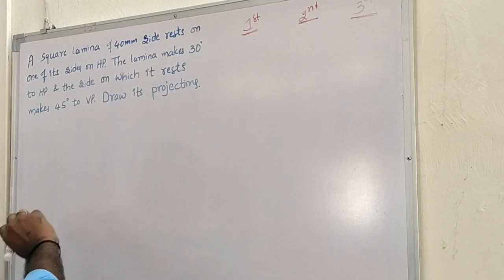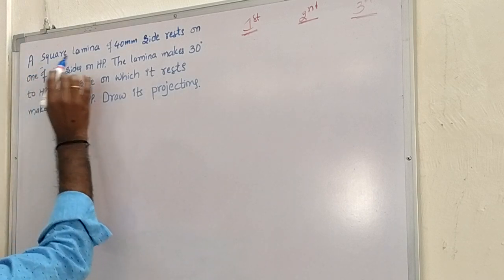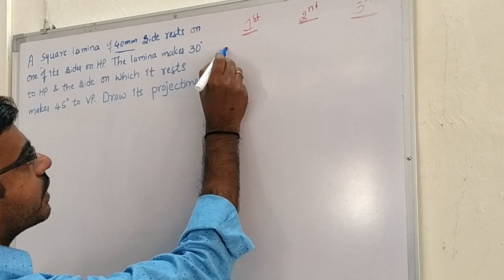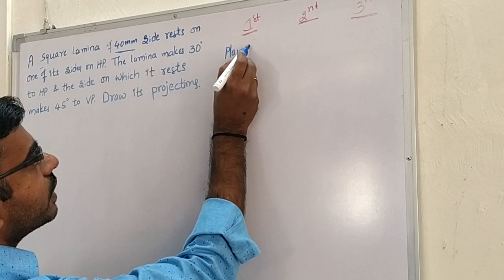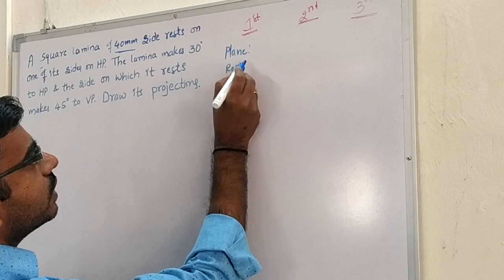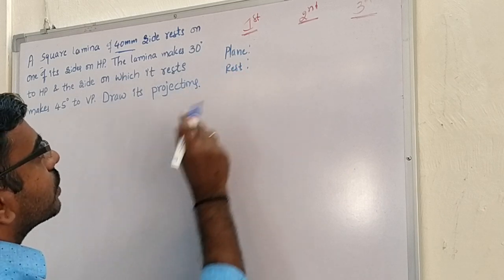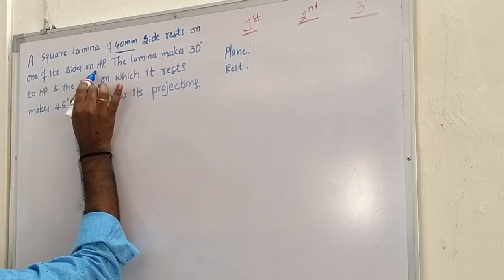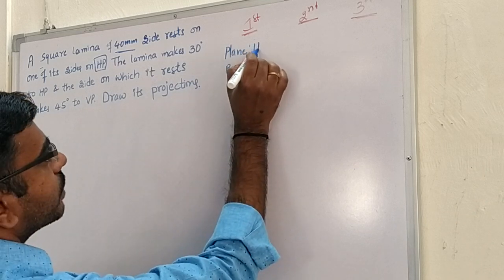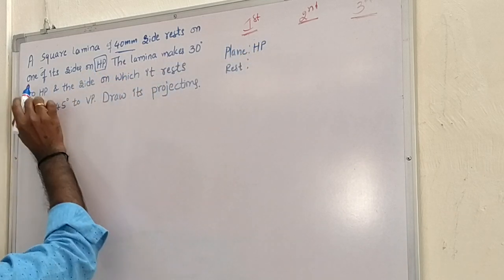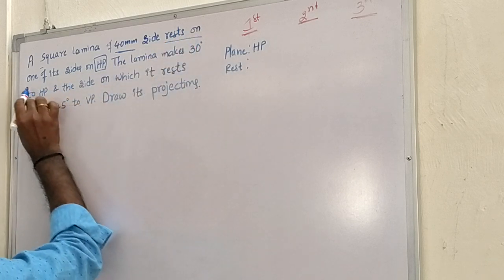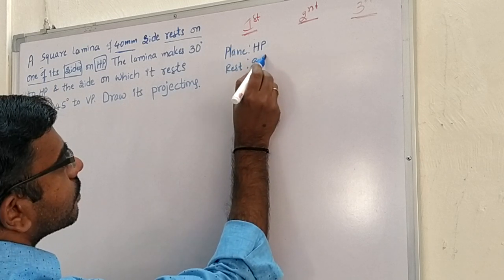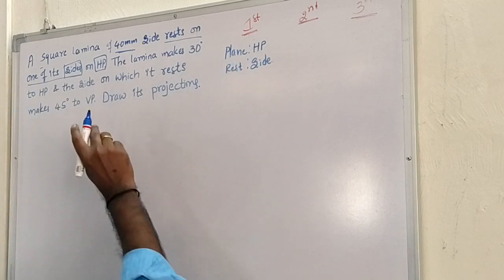First we should know what details are given for the first portion, second portion and third portion. By reading the problem, see what is given: square lamina of side 40 mm. If we want to draw the first portion, what is required? First a plane is required, then how it rests on that plane. These two parameters are required. Which plane is there? Rest on one of its sides on HP. The plane is HP. Then how does it rest on HP? On one of its sides. I am writing rest on side. These two are given for the first portion.